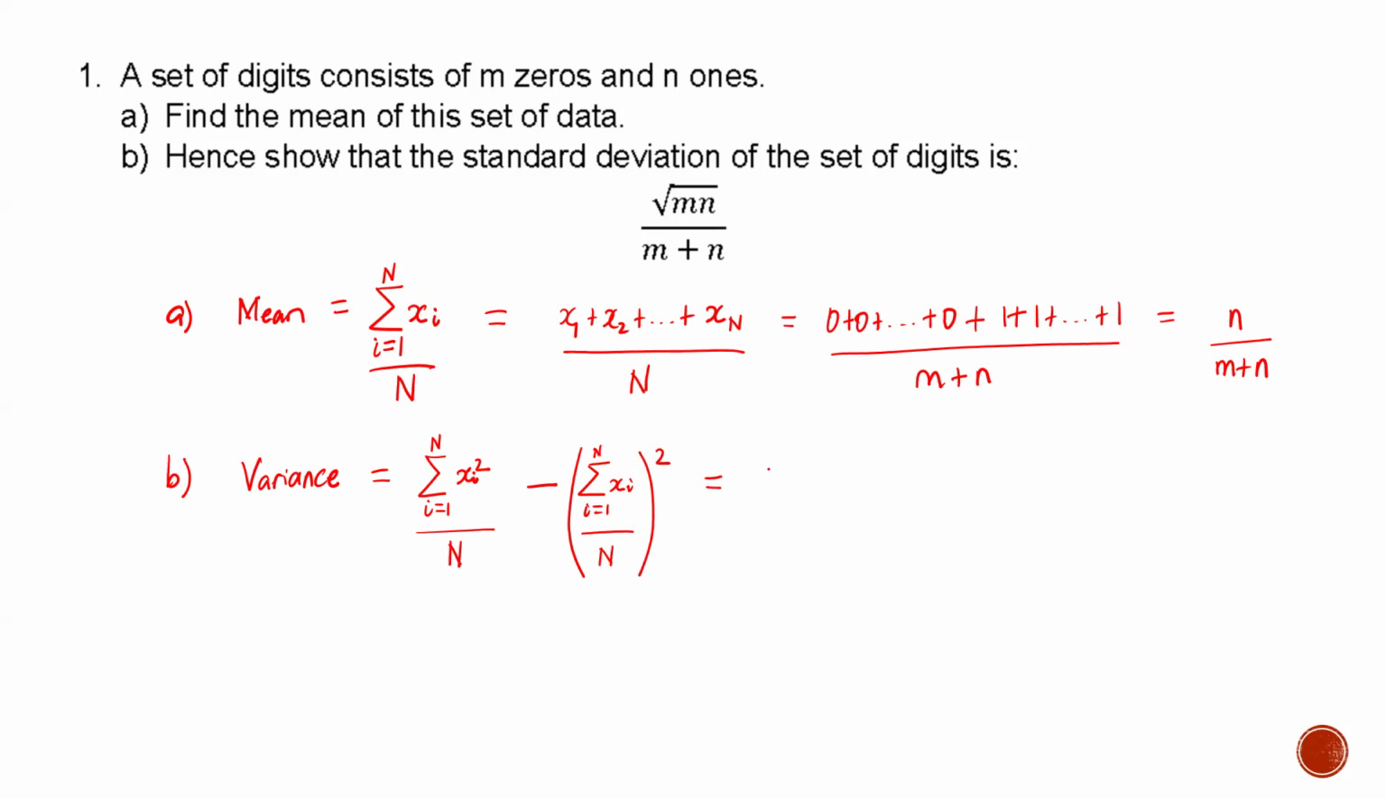So what we actually have is 0 squared plus 0 squared. Remember, there are m zeros and then n ones.